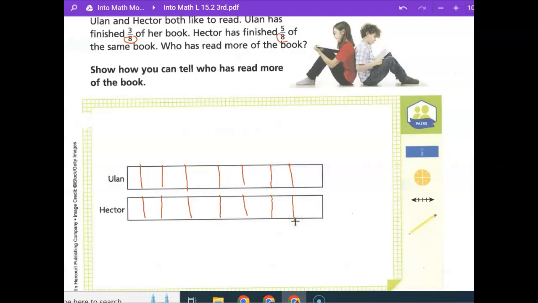Then we're going to shade. It says Ulan has finished 3/8 of her book, and Hector has finished 5/8. Okay, and the question here is, who has read more of the book?